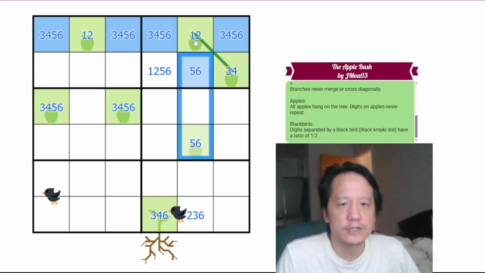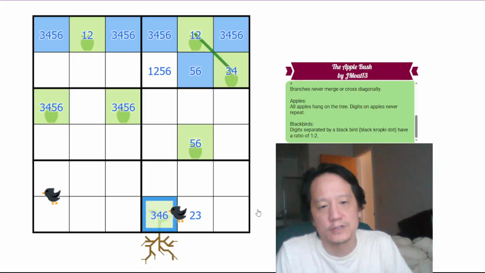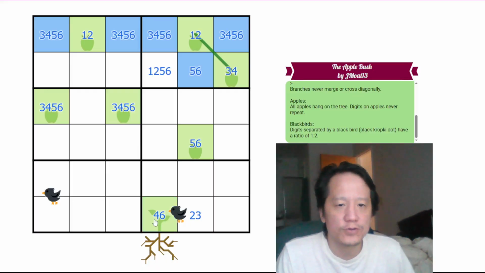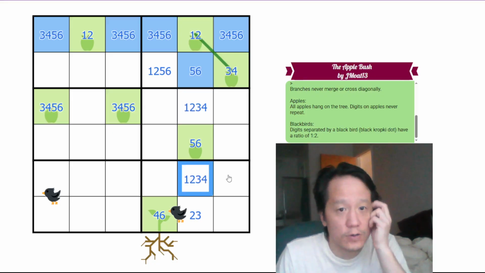This 5, 6, 5, 6 pair in column 5 eliminates 5 and 6 in the rest of the column. This can't be 6, so this cannot be 3. Therefore, this is 4, 6 with 2 or 3. The rest of the column must be 1 through 4. This must be 1 through 4.